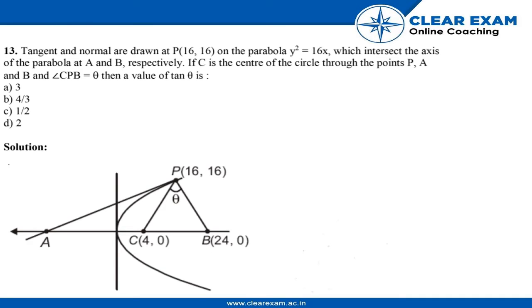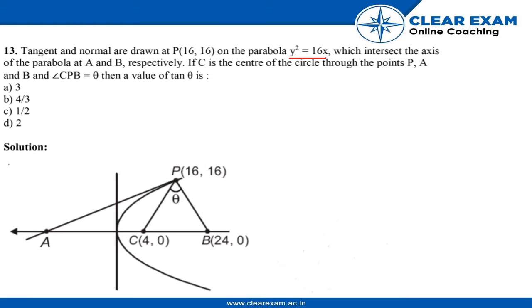Hello everyone. So we're going to start with question number 13, which says a tangent and a normal are drawn at P(16, 16). So we have been given a point. Next, we have been given the equation of the parabola y square equals 16x. It says that these intersect the axis of the parabola at A and B.